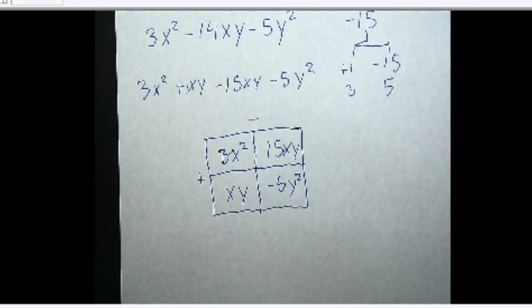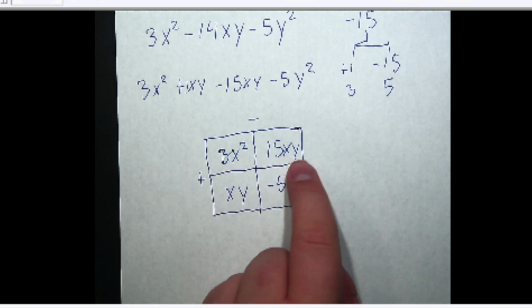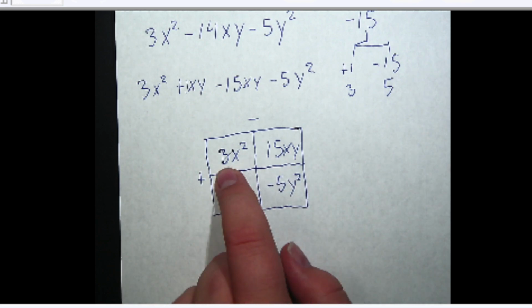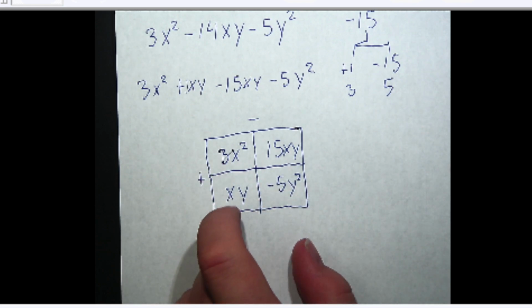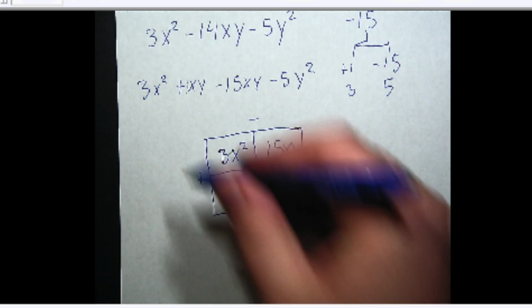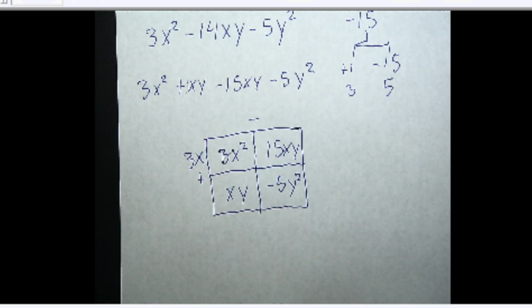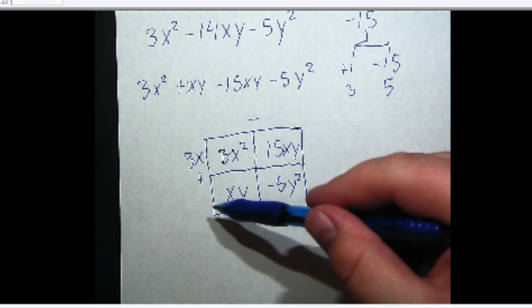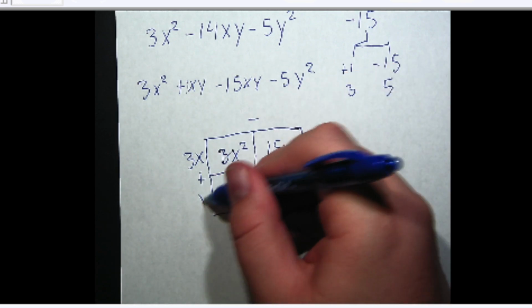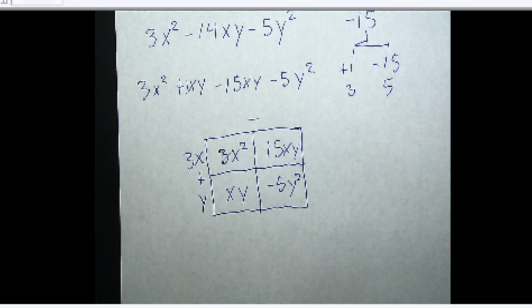Alright. So now that we've gotten everything into the box, we can start to find our GCFs. So let's look at this first row here. What can we take out? 3. Anything else? And x. Good. All right. How about this row on the bottom? Yeah, just a y. I mean, technically we are taking one y out, but we don't need the 1.